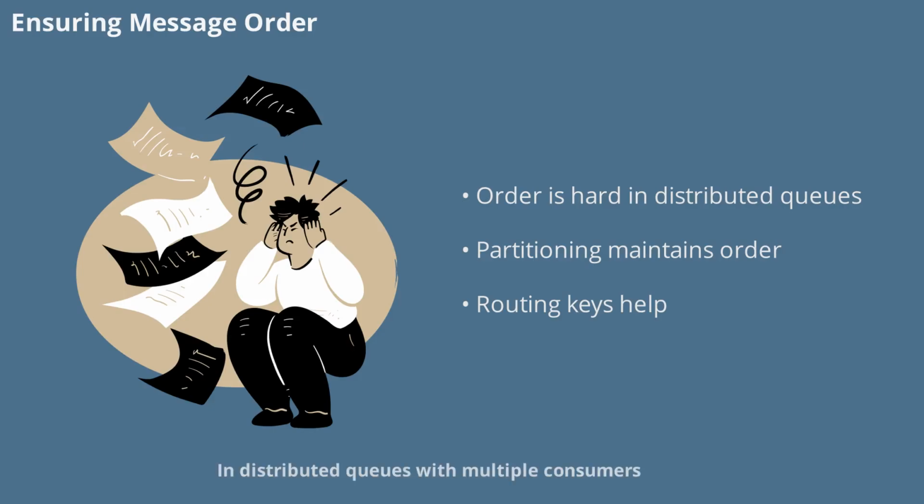In distributed queues with multiple consumers, guaranteeing message order is challenging. Consumer A might process message 1 slower than consumer B processes message 2. To maintain order, you use partitioning or routing keys so that related messages go to the same consumer thread. This approach is essential for systems where order matters.